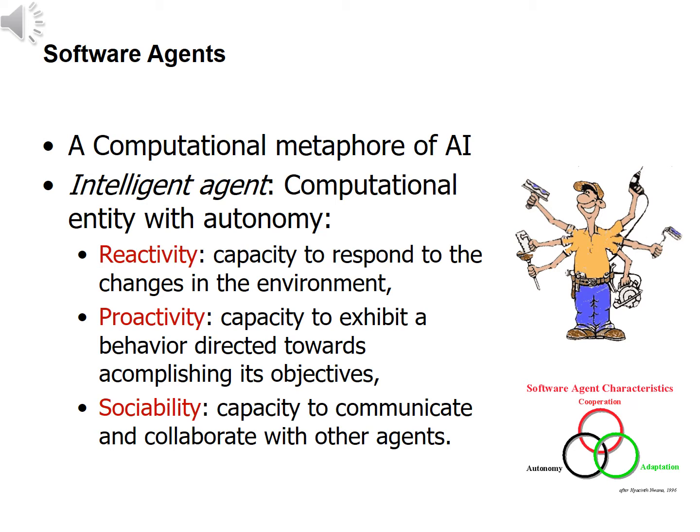And when we speak of autonomy, we speak about three main concepts: reactivity, proactivity, and sociability. Reactivity is related with the capacity to respond to the changes in the environment. Proactivity is related with the capacity to exhibit a behavior directed towards accomplishing its objectives. And sociability is related with the capacity to communicate and collaborate with other agents and within its environment.